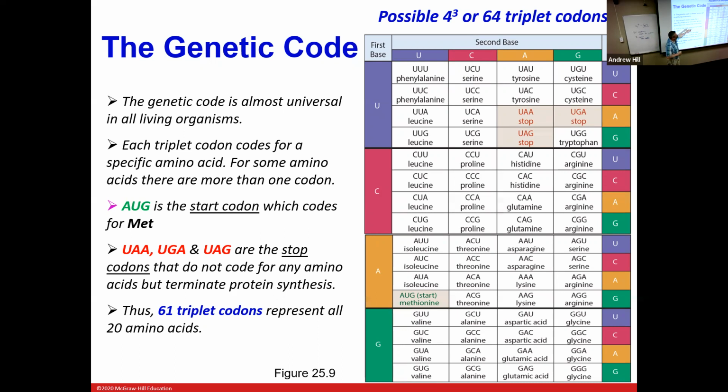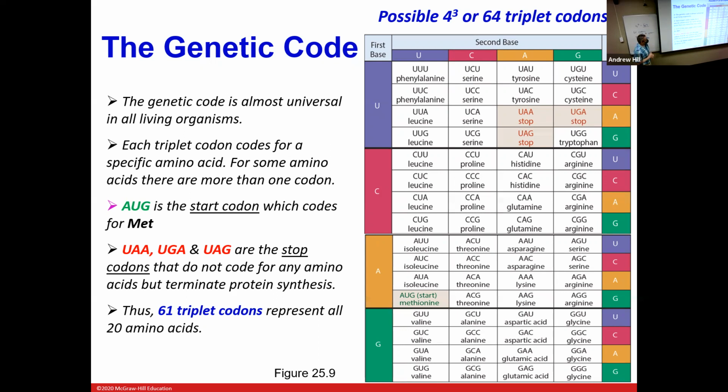So if you look at anything like this, what does that mean? If you say uracil, uracil, adenine, that's always going to make leucine. So in that direction, it's always going to make leucine. But sometimes there are multiple amino acids.